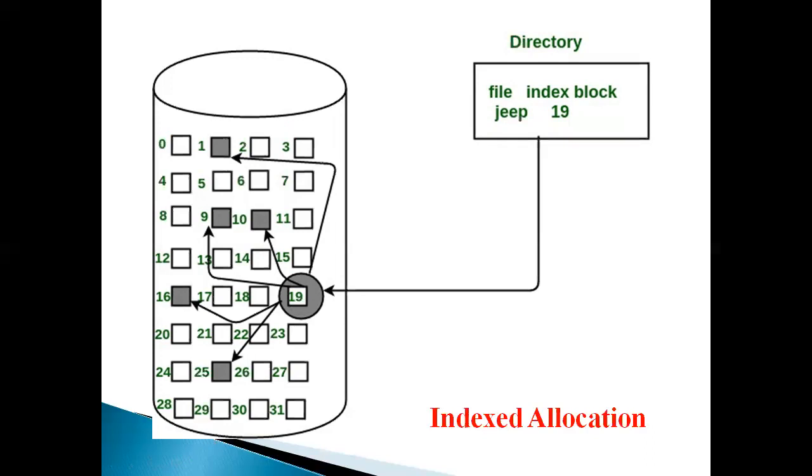So in this video we have seen free space management and three allocation methods. The first method is contiguous allocation, the second one is linked allocation, and the last one is indexed allocation.